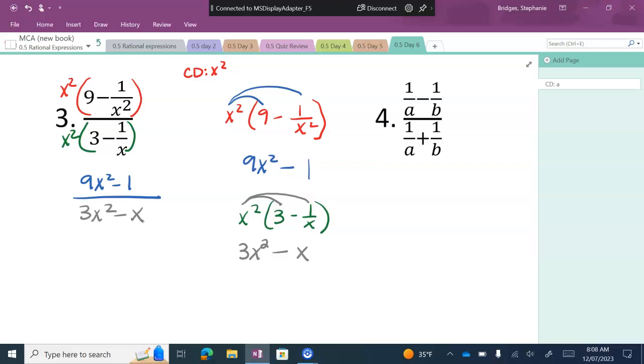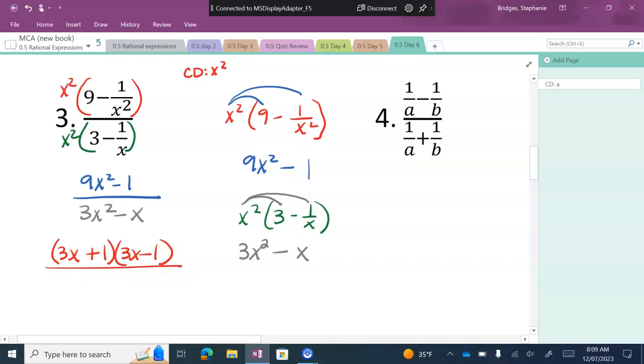Nine x squared minus 1. Those are both what? Perfect squares. So I can factor that. The square root of 9x squared is 3x. The square root of 1 is 1. We put 1 plus and we put 1 minus.